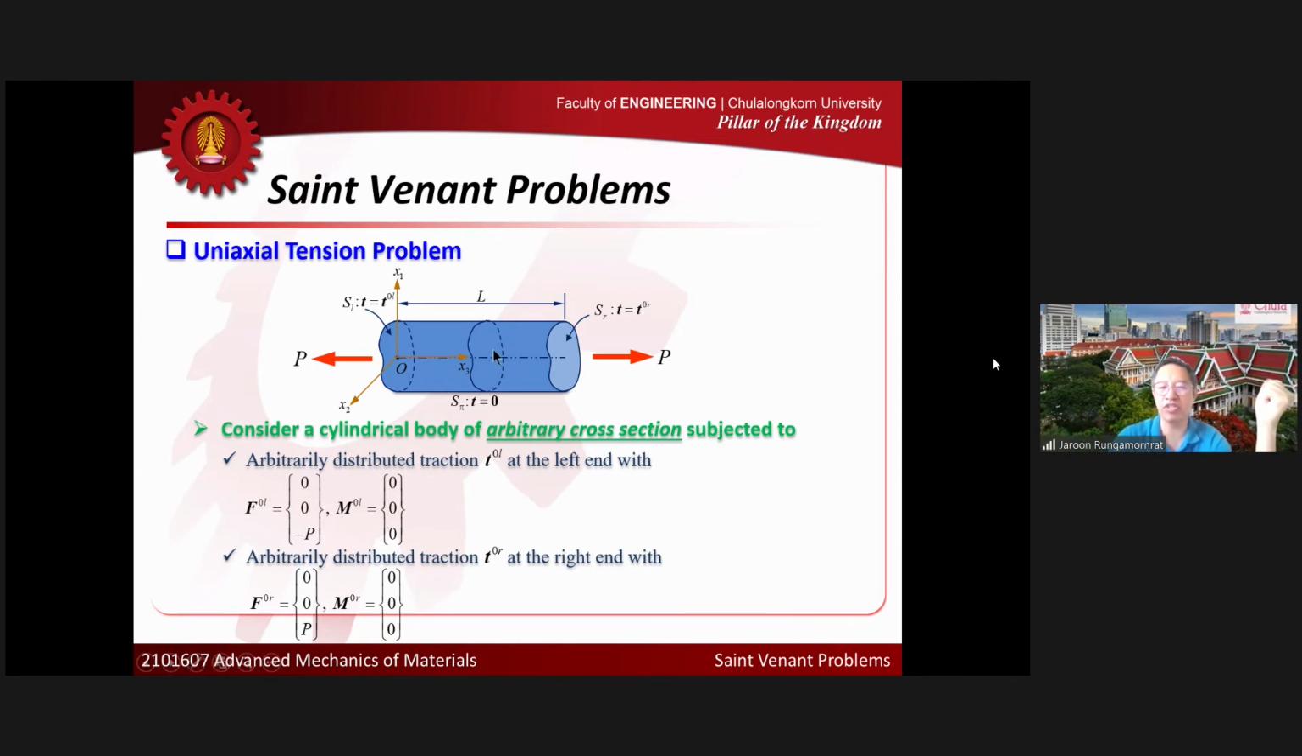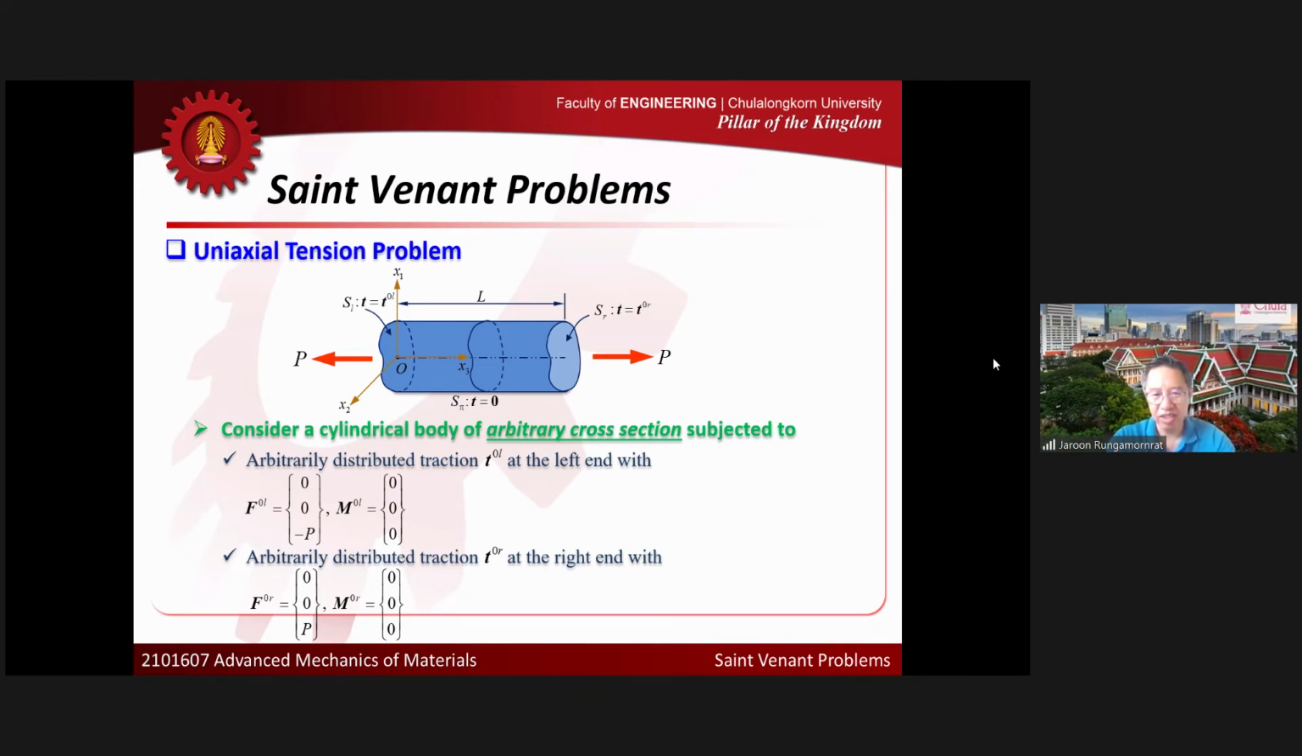simply assume that the normal stress is uniform, right? The normal stress is uniform across the section. At every point in the cross section, the normal stress is the same, right? Equal to P over A, if A is the area of the cross section. That is a very simple formula that you learn from strength of material class.